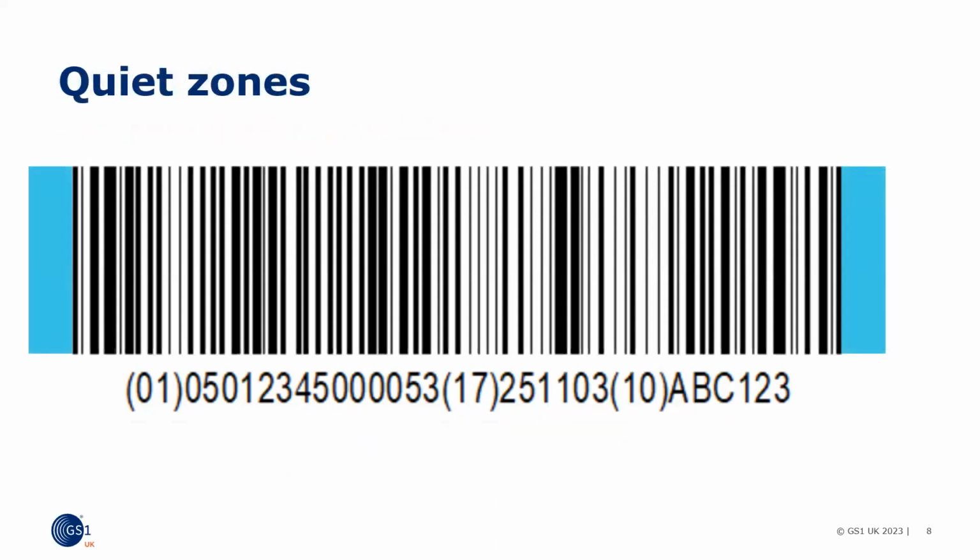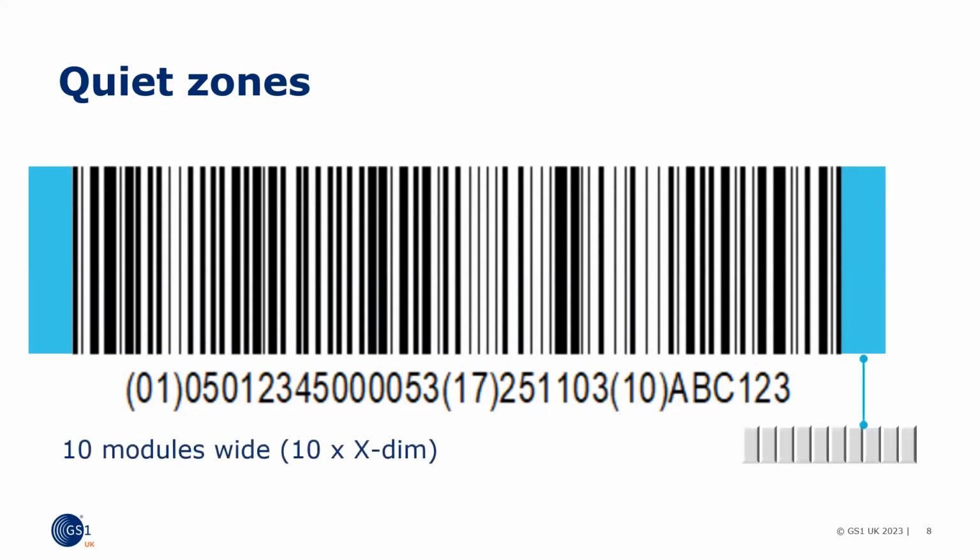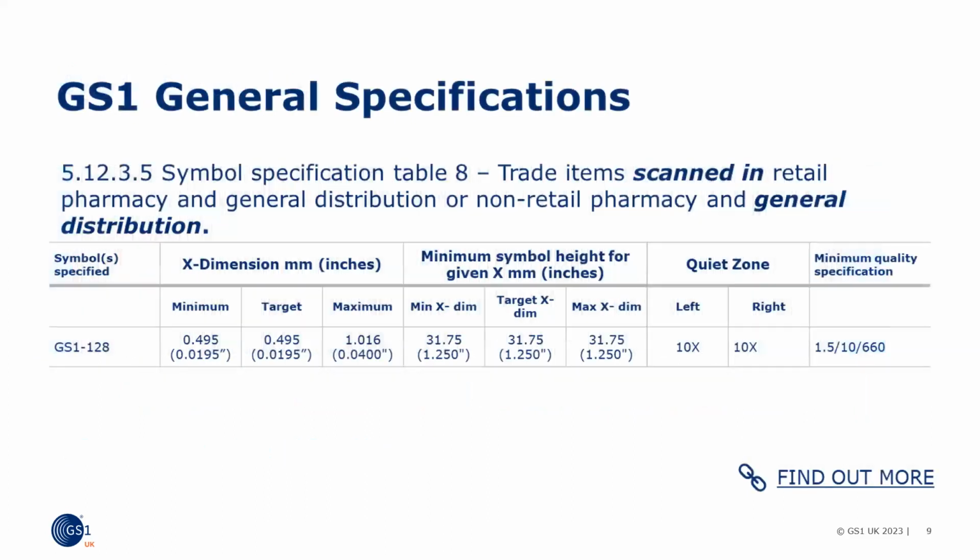It's important that the areas to the left and right of the barcode are clear of any information, symbols, or borders, and are not too close to the edge of the packaging. These are called the quiet zones or light margins. For a GS1 128, they must be a minimum of 10 times the X dimension setting or 10 modules wide. These values are listed in Symbol Specification Table 8 in the GS1 General Specifications.